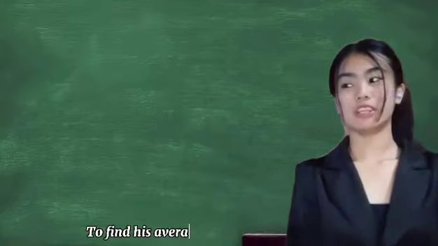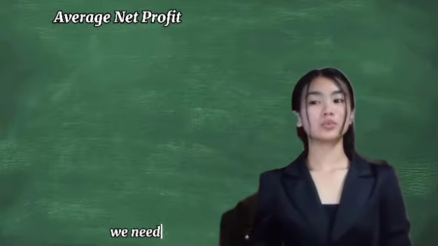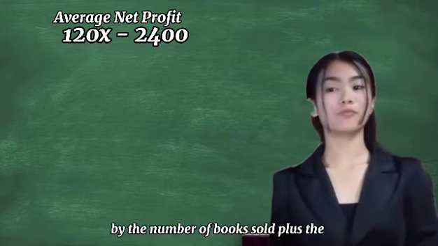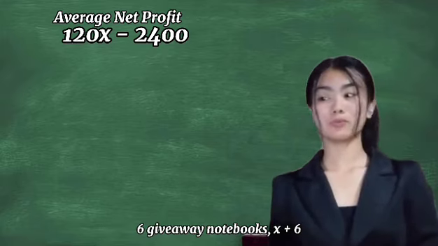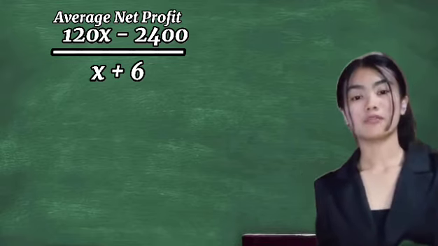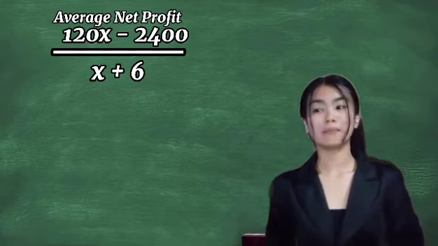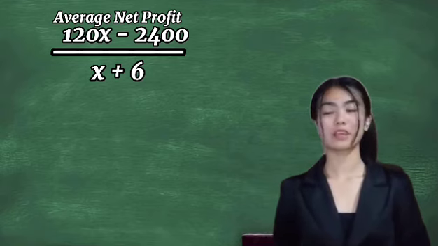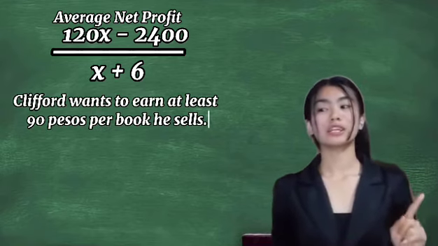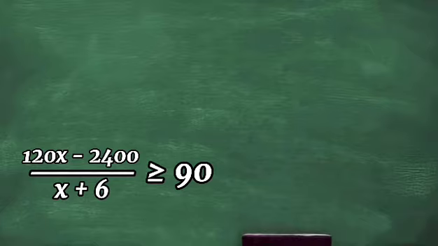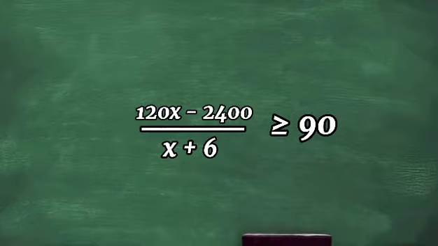To find his average net profit per book sold, we need to divide his earnings, 120x minus 2,400, by the number of books sold plus 6 giveaway notebooks: x plus 6. Now that we are done making our expression, we will set up our inequality. Clifford wants to earn at least 90 pesos per book he sells. Therefore, the inequality is (120x minus 2,400) over (x plus 6) is greater than or equal to 90.